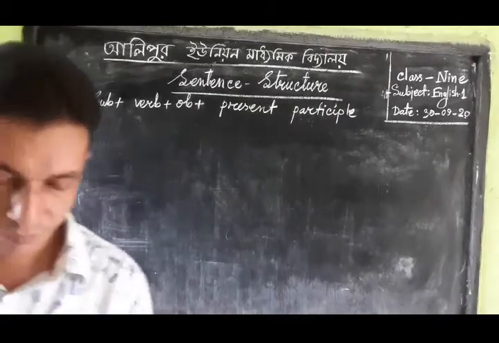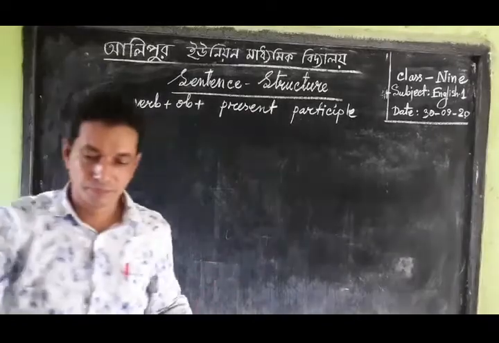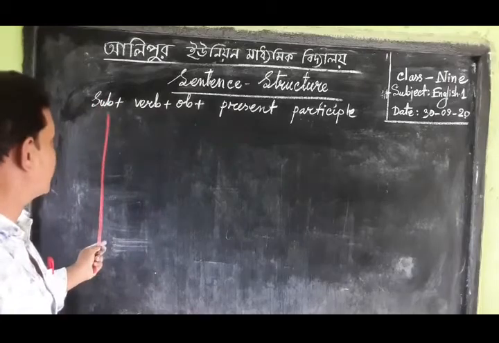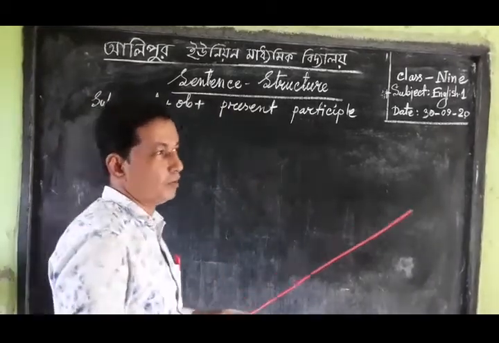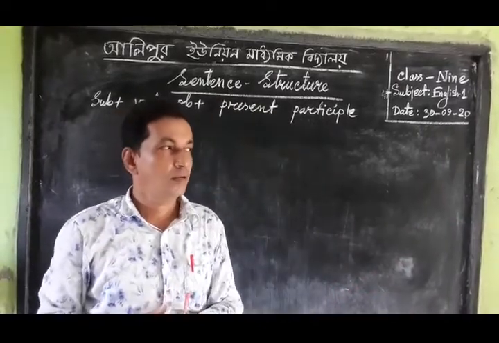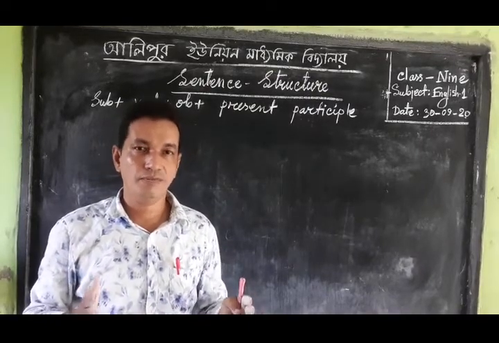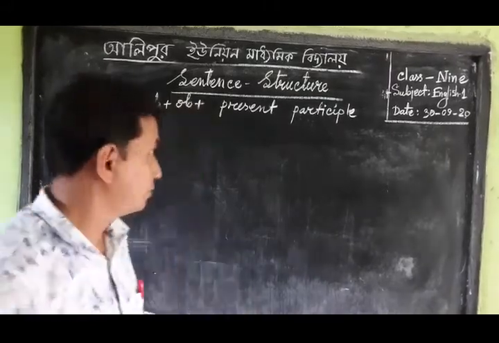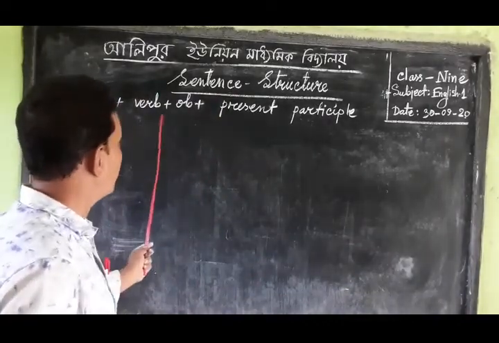Dear learners, sorry for interrupting the class. Here is a structure: subject, verb, object, present participle. Present participle is a form of verb made by adding ing at the end of the verb, and it acts as verb and adjective in a sentence. So it is called present participle. And our structure is subject, verb, object, present participle.